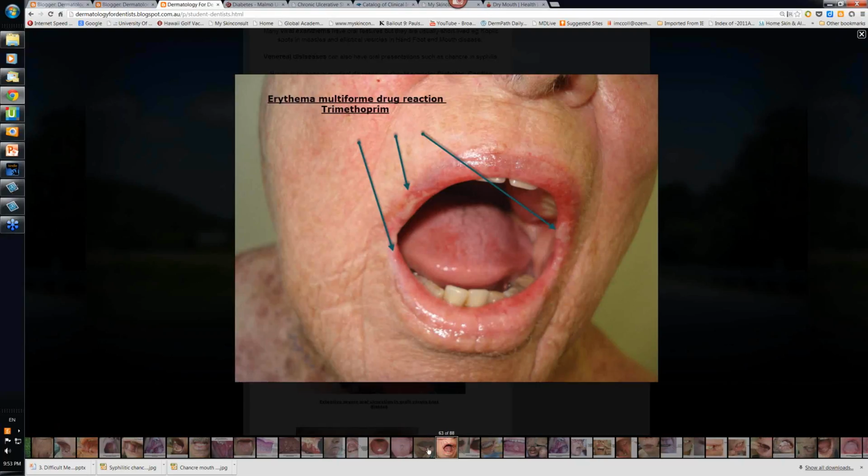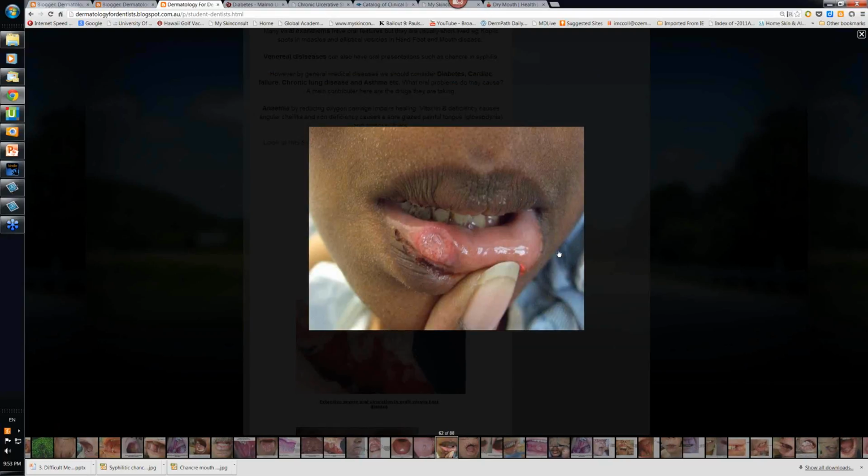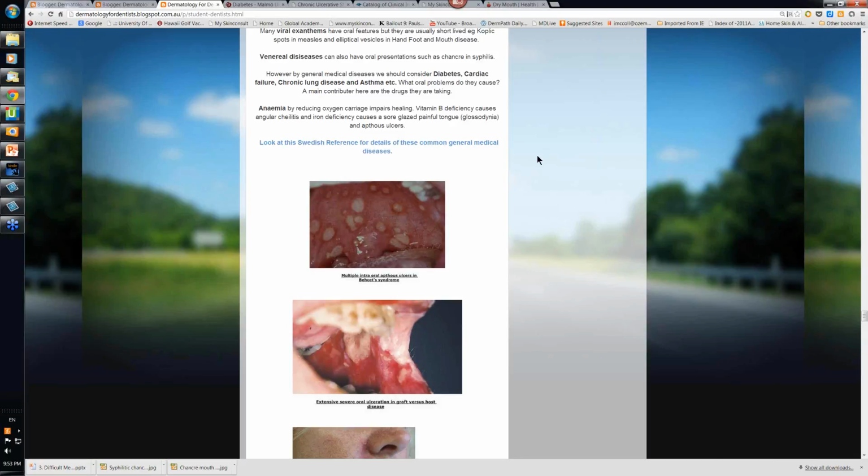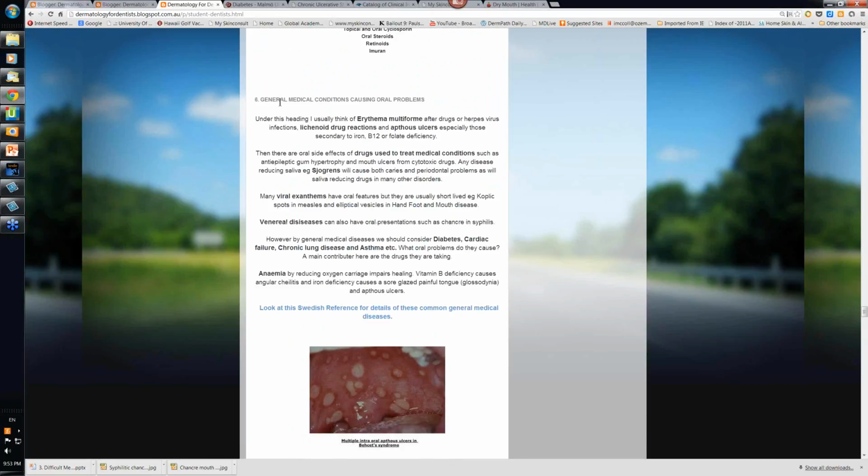I think those were most of the things that I wanted to show you in this particular section. So let's go back again. If you get a question on the oral problems caused by general medical conditions, then really concentrate on diabetes, cardiac failure, chronic lung disease and asthma, a bit about anemia as well. Concentrate on those because of the devastating effect they can have with periodontal disease and the feedback effect that the periodontal disease has on the underlying conditions.